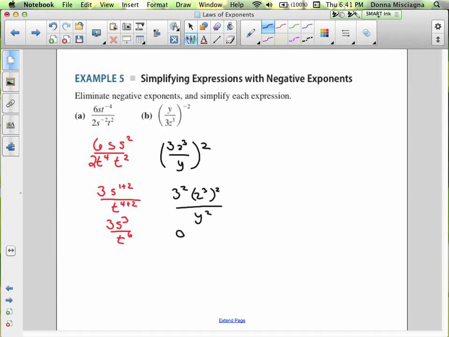So 3 squared is 9. That thing is a z, and it looks an awful lot like a 2. So z cubed to the second power is the same as z to the 3 times 2 power, or z to the 6th power, divided by y squared. And nothing we can simplify because we have no like bases.